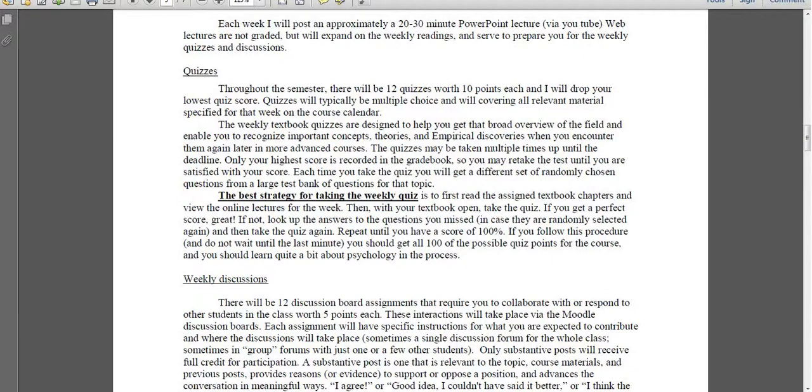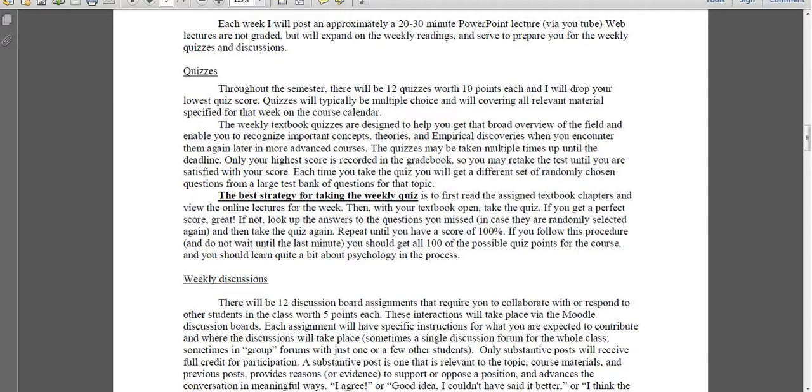So the strategy is during that 8-minute grace period, go back to your book and look up the answers to the questions that you got wrong. Write those down in your notes, and then take the quiz again. Right? Now, if you go through this process, ultimately you could earn a 100% on every single quiz.